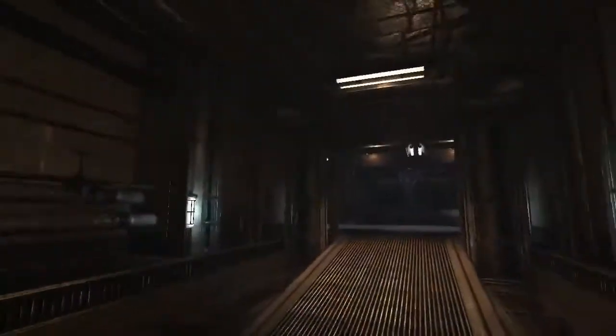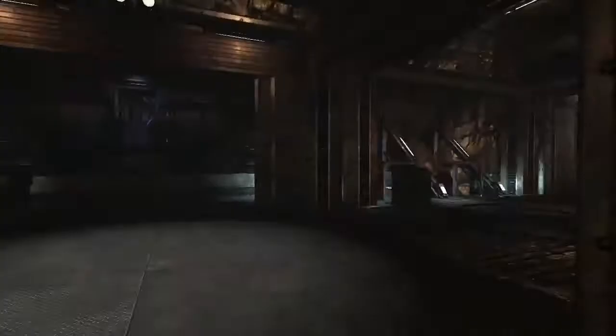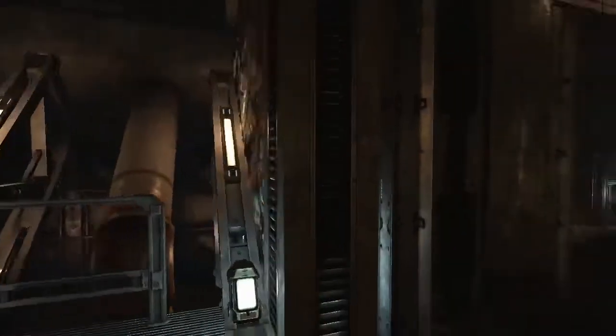As we fly through the level and enable wireframe mode, you can see that the geometry on the far side of the walls is not drawn.